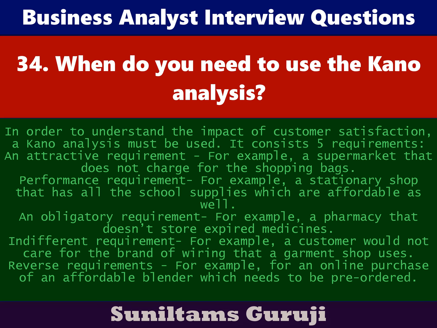When do you need to use the Kano analysis? In order to understand the impact of customer satisfaction, a Kano analysis must be used. It consists of 5 requirements: an attractive requirement, for example a supermarket that does not charge for the shopping bags; performance requirement, for example a stationery shop that has all the school supplies which are affordable as well; an obligatory requirement, for example a pharmacy that does not store expired medicines; indifferent requirement, for example a customer would not care for the brand of wiring that a garment shop uses; reverse requirements, for example for an online purchase of an affordable blender which needs to be pre-ordered.